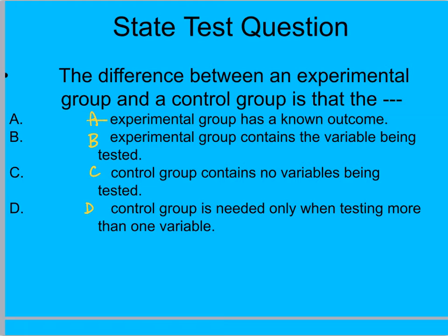Should be A, we don't have a known outcome for anything. We have a guess. So A is incorrect. And D, the control group is always needed, not only when testing more than one variable.